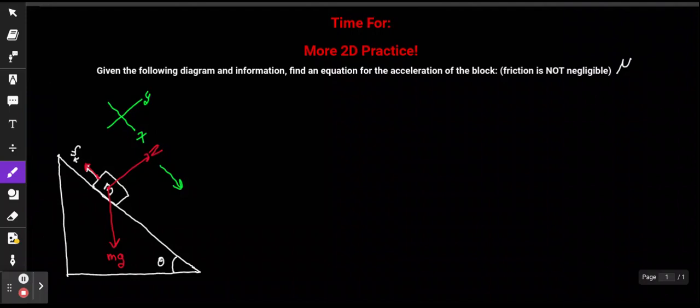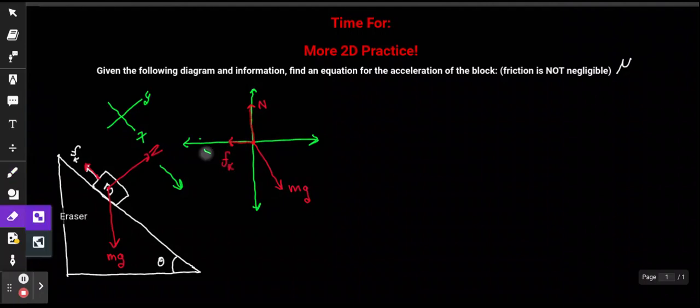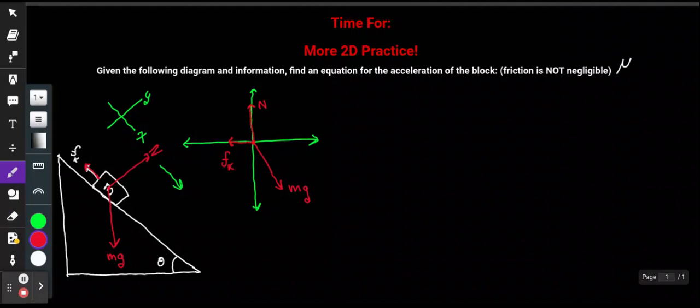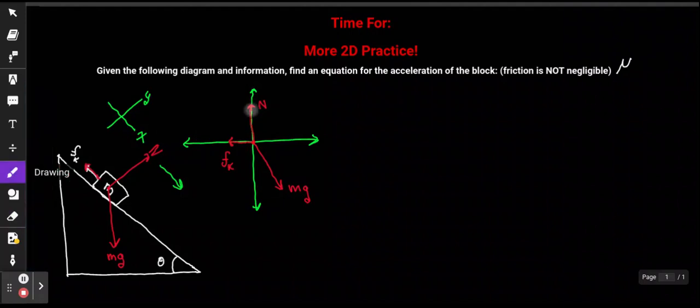So if I were to draw this out in a format that was easier to see for me, our forces would look like so. If this was the center of mass, this would be our normal force. This would be our mg, and this would be our friction force. Let me remove those. Okay.